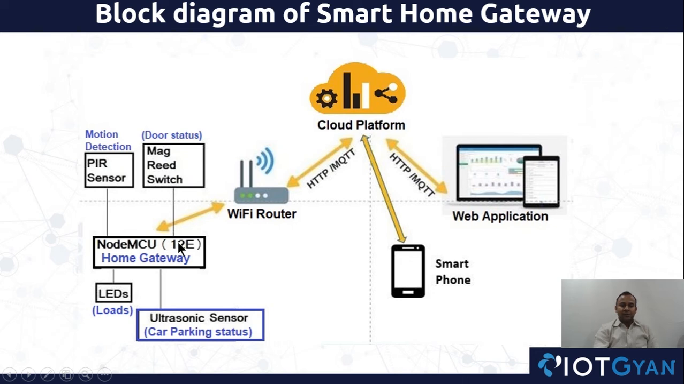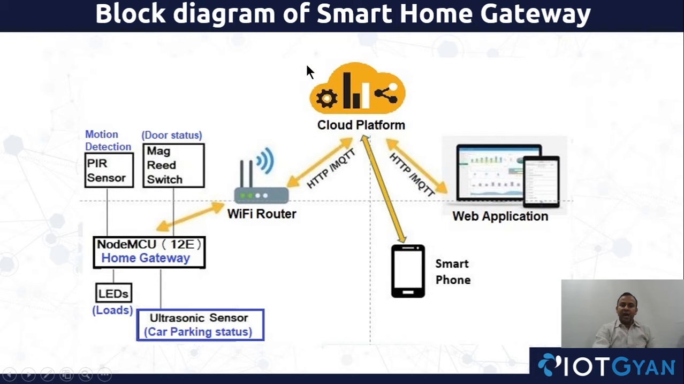So this NodeMCU is getting the real-time status of all of my sensors, and it is sending all this information to the Wi-Fi router of my smart home. Once I have the information of the sensors at the router level, it's up to me whether I want to use HTTP or MQTT as a communication protocol between the router and the cloud.